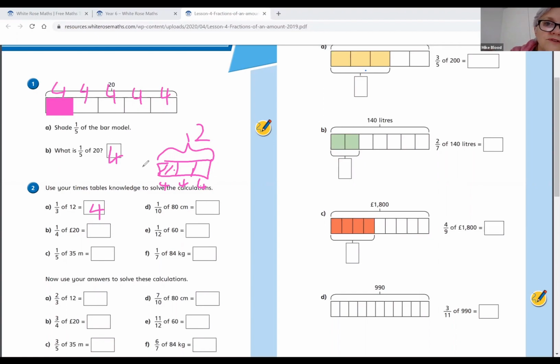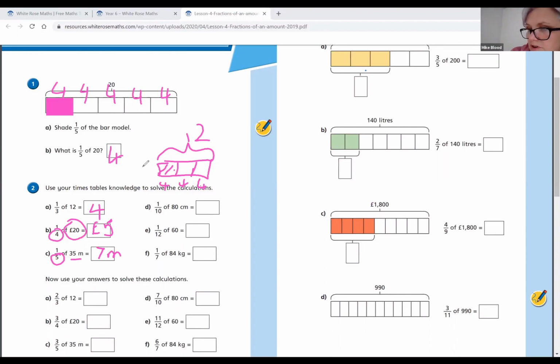Then you want 1/4 of 20. Again, if you had a bar model, it'd be split into 4, wouldn't it? And it's £20. So on this occasion, we're going to do the shortcut without the bar model because it's only 1/4. So we've got our 20 here. We're going to divide it by that 4 there. So 20 divided by 4 gives me £5. 1/5 of 35 meters. Again, I'm going to use the 35, divide it by the 5 there, sorry. So 35 divided by 5 gives me 7, and it's meters.